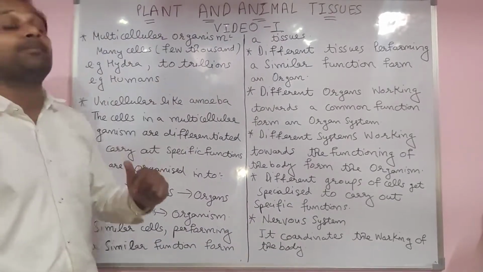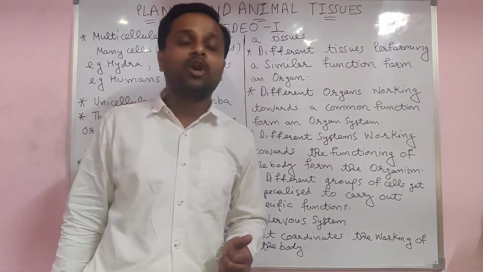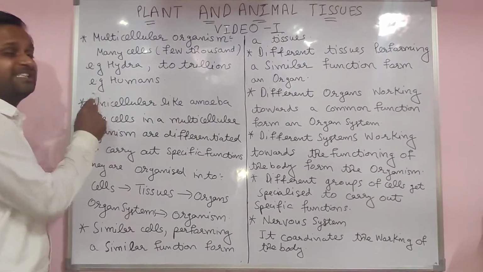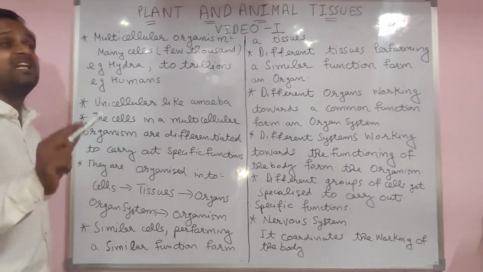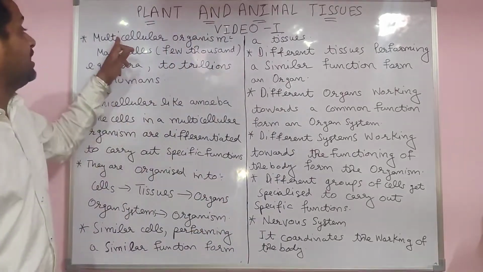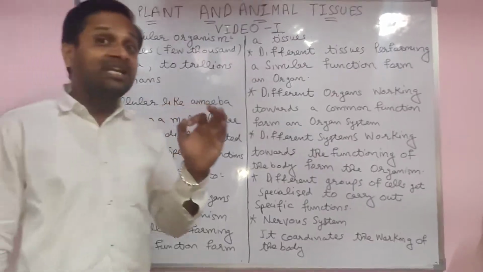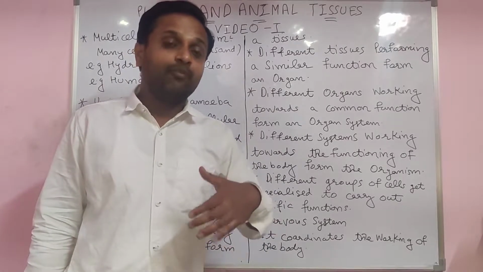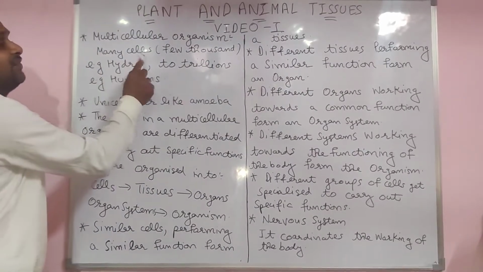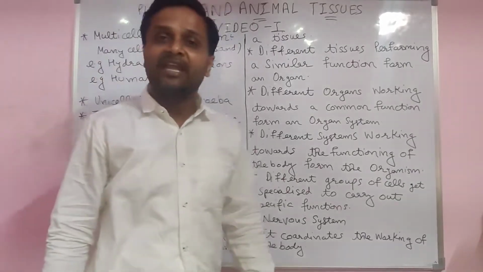Some organisms are multicellular organisms, like animals and plants. And some are unicellular. What is the meaning of uni, students? Uni means single cell, like amoeba in the animals, which has a single cell only. Multi means more than one. If there is more than one cell, that is called a multicellular organism, which contains many cells, a few thousand cells.